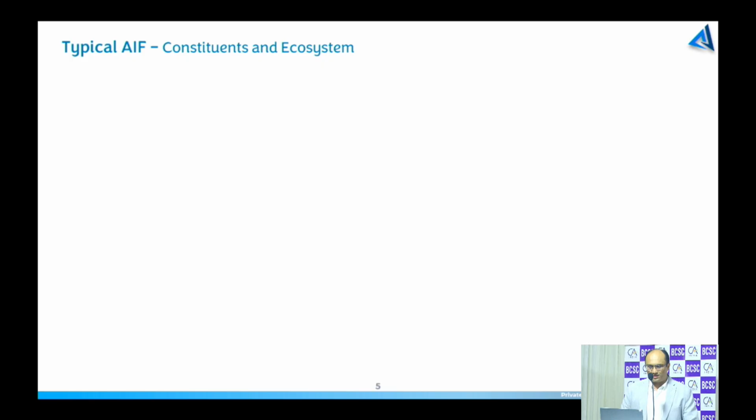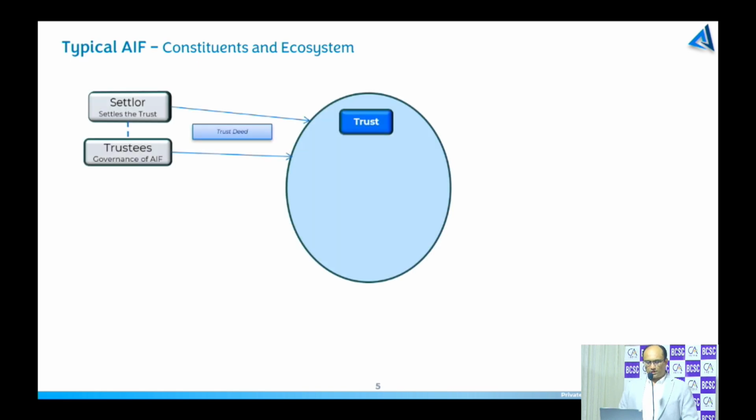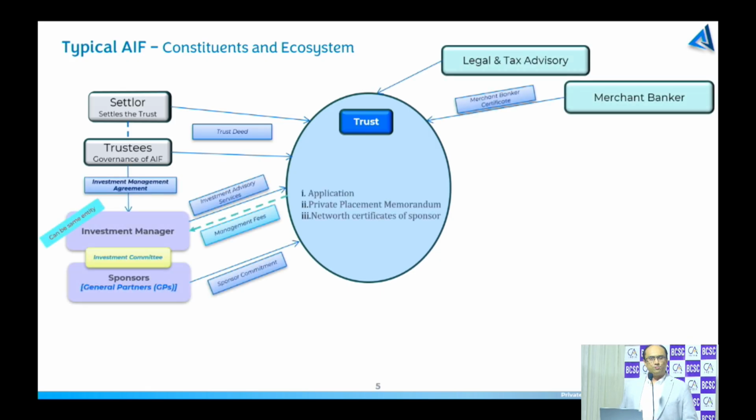So let's understand what the constituents and ecosystem components of an AIF are. We are going to focus here on the trust structure predominantly because that's what has been prevailing in the Indian ecosystem. To set up a trust, we all know that you need a settlor and a trustee appointed. The settlor appoints the trustee, they both enter a trust deed and register it. That's where the trust comes into the picture. Once the trust is registered, your investment manager is basically the brainchild of the entire AIF structure because that's what he's been conceptualizing, that's what his vision has been. But he needs a trustee and a settlor to set up the trust.